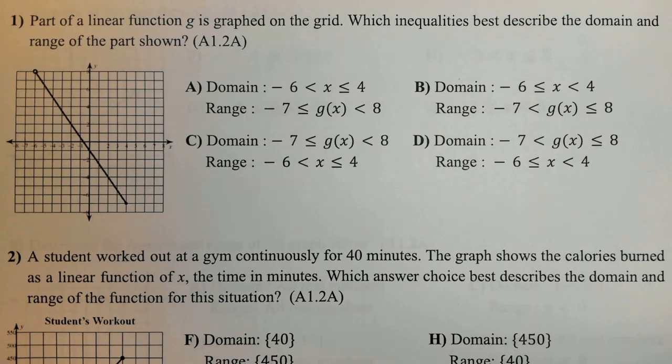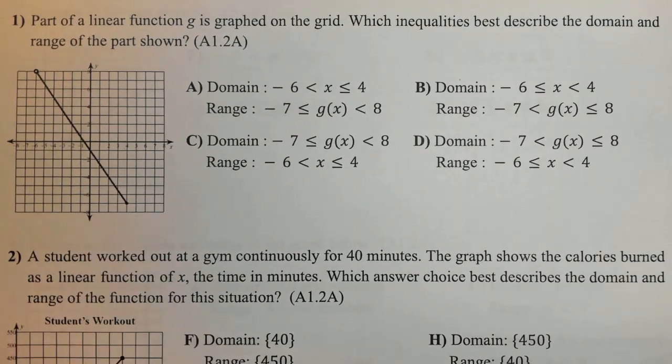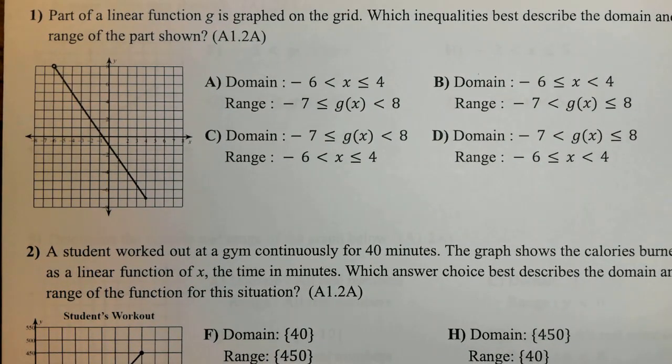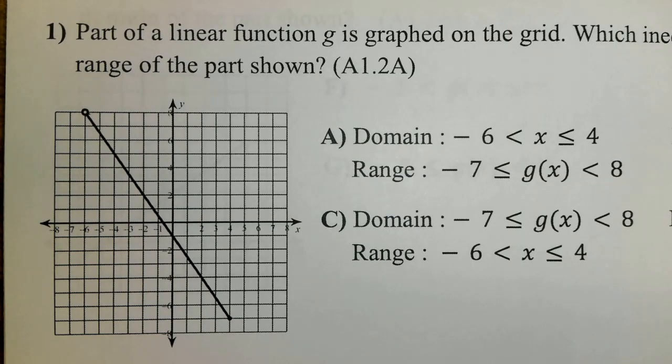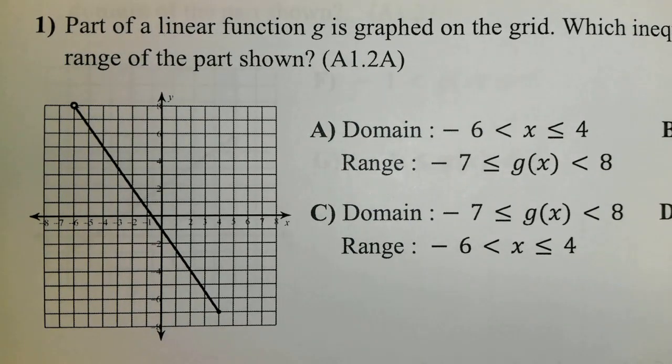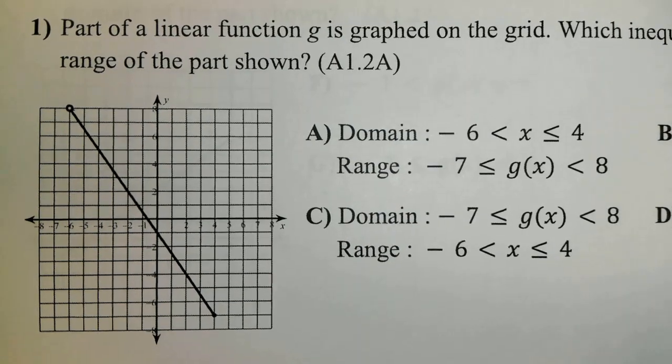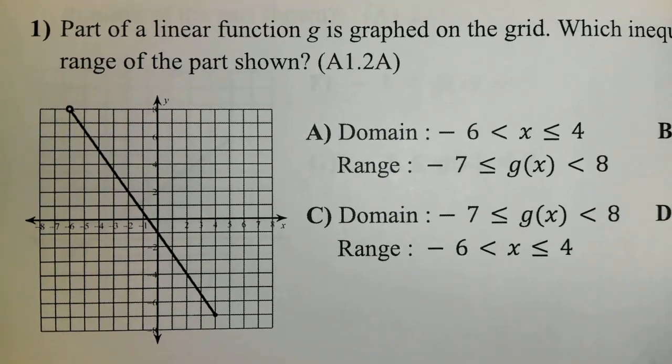Part of a linear function g is graphed on the grid, and they give us a nice picture. Which inequalities best describe the domain and range of the part shown? Okay, so we want domain and range for this equation. And we know that domain is from left to right, range is the bottom to the top, or lowest to highest, up and down, however you want to think of it, okay?